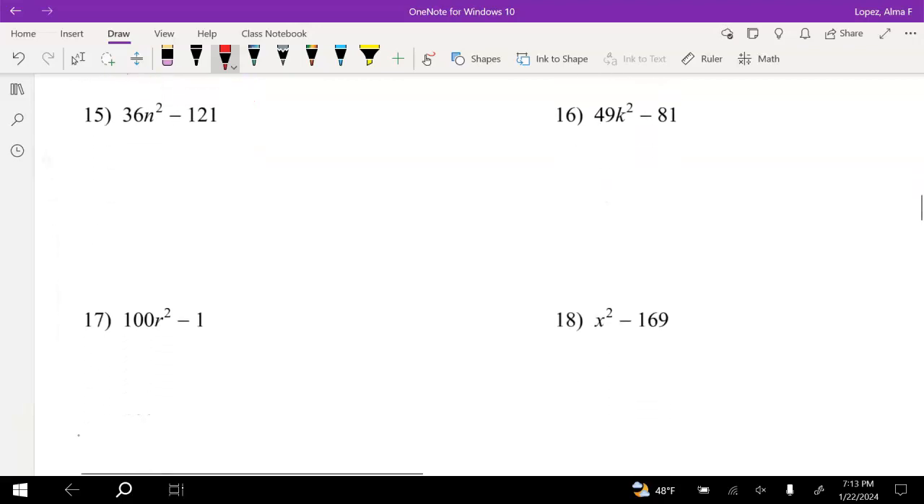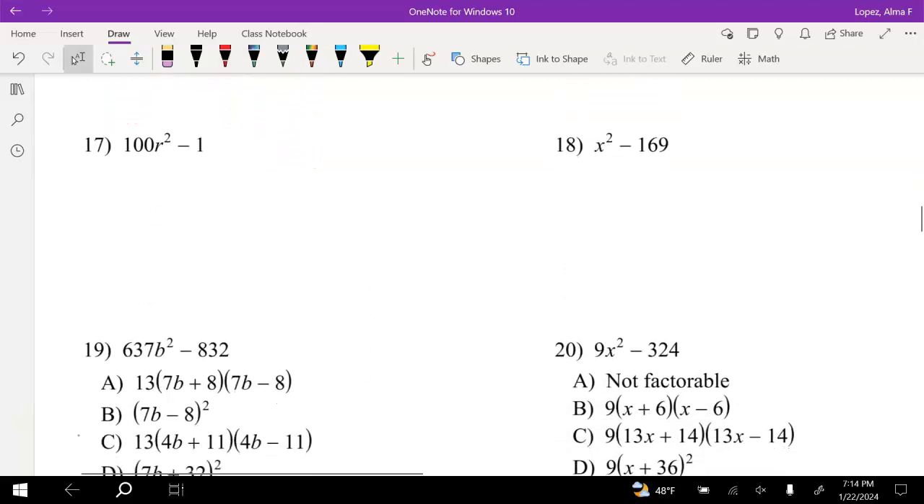On number 15, 36n squared minus 121. Well, I don't think there's anything in common all the way across. There is a negative in the middle. The base that's being squared in the first position is a 6 and an n, and the number being squared in the last position is an 11. Open up your 2 parentheses factors. The first base goes in each of the first positions. The second base goes in each of the second positions with a plus and a minus between them.